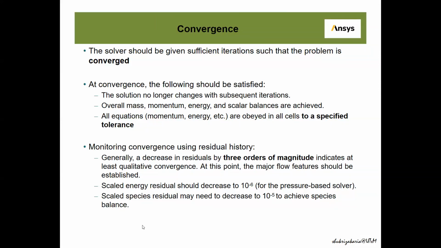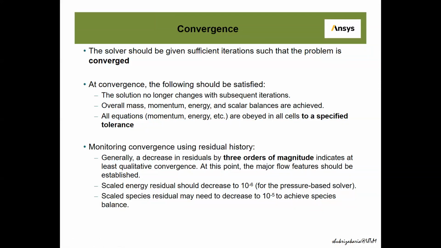If we monitor convergence using a residual history, generally a decrease in residuals by 3 orders of magnitude indicates at least qualitative convergence. At this point, the major flow features should be established. That means must be at least 1 darab 10 kuasa minus 3 lah, alright. And then the scaled energy should decrease to 10 to the power of minus 6. Species 10 to the power of minus 5.